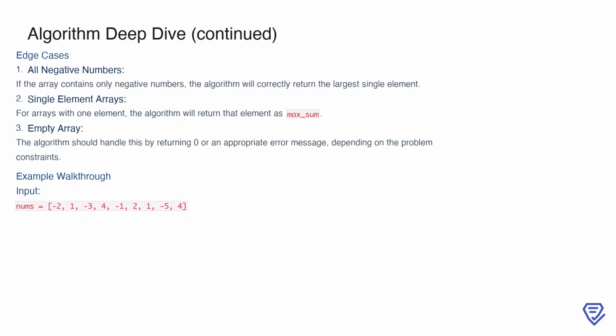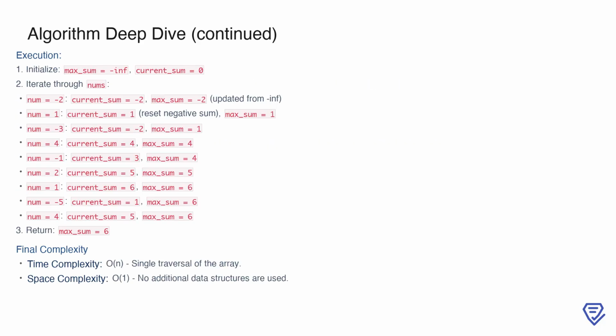This input will allow us to see how the algorithm processes each element step by step to arrive at the maximum sum. Here's how the algorithm executes for the given input. Initially, max_sum is set to -infinity and current_sum is 0. As we iterate through the array, we first encounter -2, setting current_sum to -2 and updating max_sum to -2.